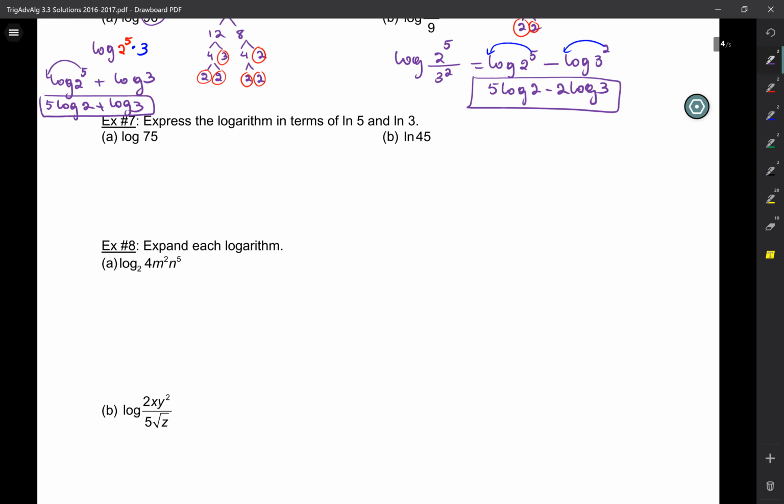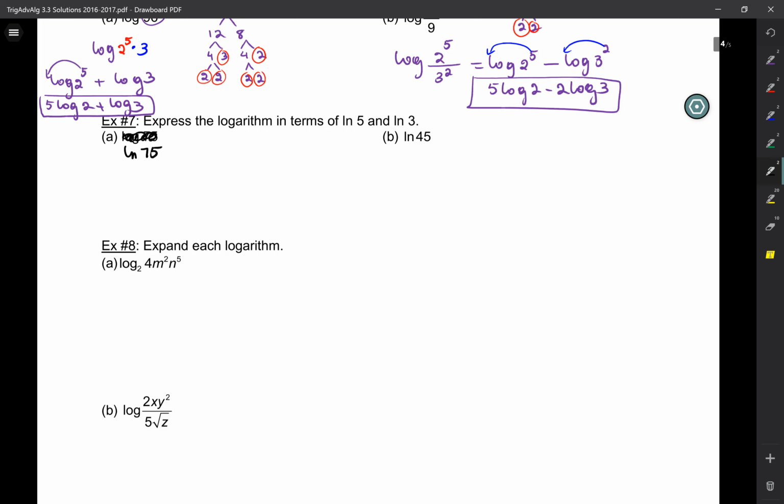Okay, so here we go. Okay, so expressed in terms of ln. So I messed up here. This should be an ln of 75. Okay, so we're going to express it in terms of 5 and 3. So can we break 75 down into 5's and 3's? Yeah. What is it made of?